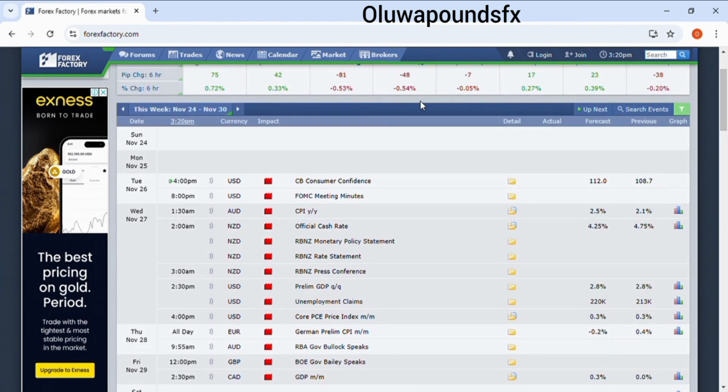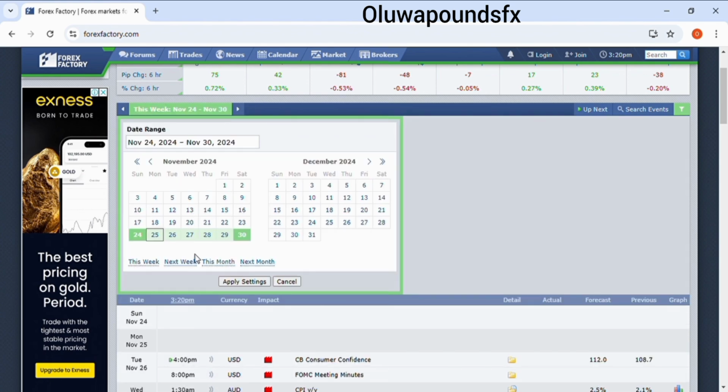Now if you want to change the weeks, or you want to put it in 1 month, 2 months, any month you want, you go to this particular place and click on this area. You can see this week, next week, this month, or next month. You can click on this month and click on apply.